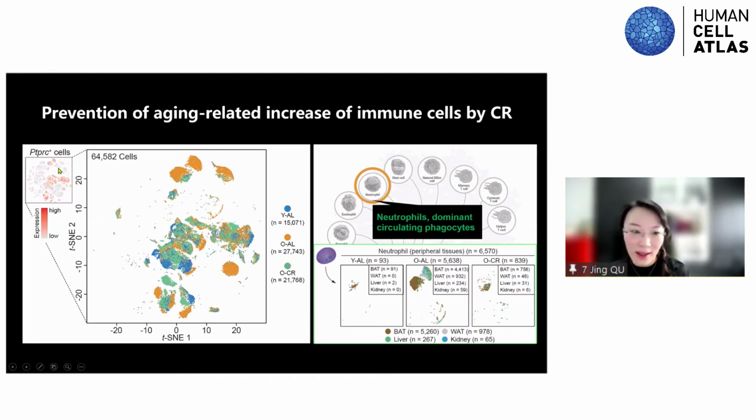Taking all the CD45 positive cells out, we constructed a multi-organ immune map for aging and CR intervention. Compared to the blue young group, we can see the yellow old group has increased immune cell types and numbers, which can be reversed back to the young state, as the green CR group showed. The numbers of immune cells in multiple tissues, except bone marrow, increase during aging, and that increase can be prevented by CR. And the numbers of neutrophils and the plasmocytes predominantly increase during aging.